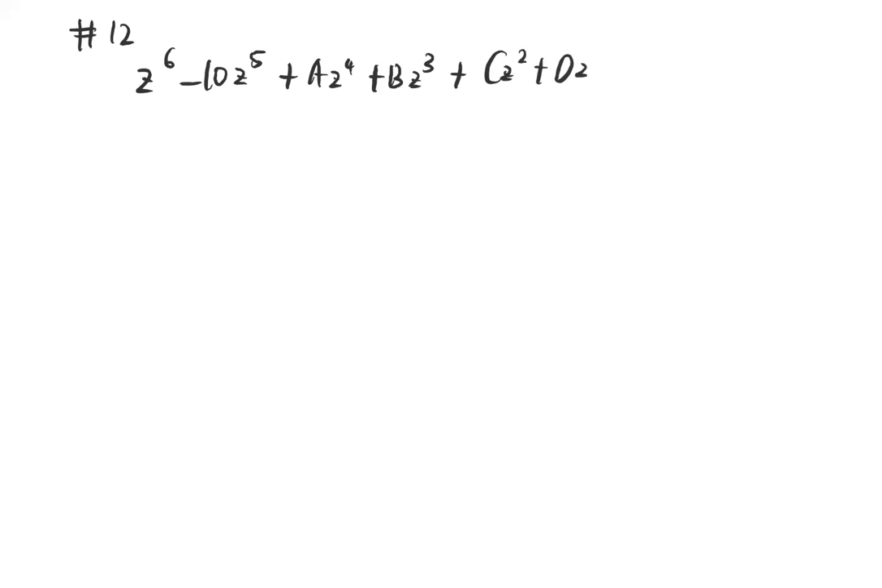For the next problem, actually from problem 12 onwards, it becomes a little bit more difficult. For example, for problem 12, we have z to the power of 6 minus 10 z to the power of 5 plus a z^4 plus b z^3 plus c z^2 plus d z plus 16. So we want to find what the value of b is.